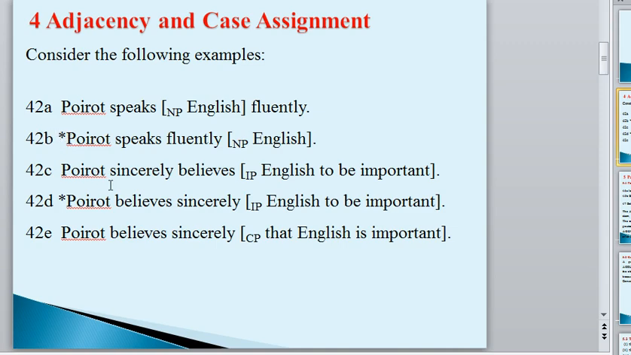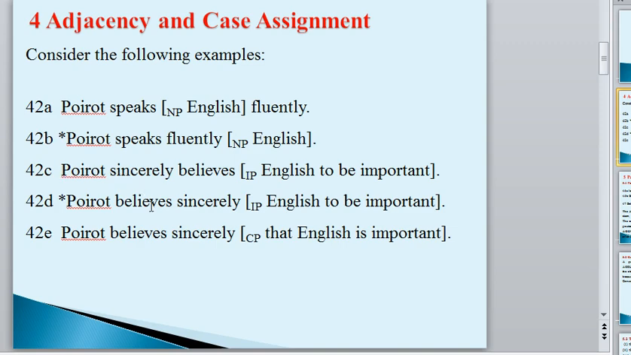Again, look at this example. Poirot sincerely believes English to be important. You see here there is a verb, believes, which is near English, the NP. So it can assign case to the NP, and there is no problem. So our sentence is correct.